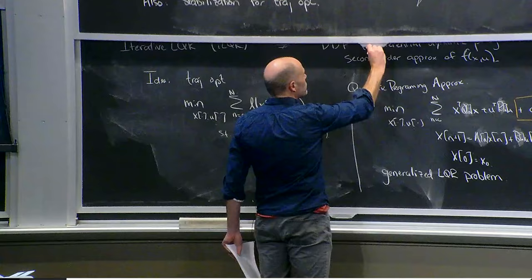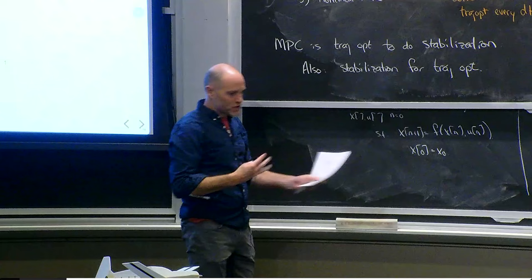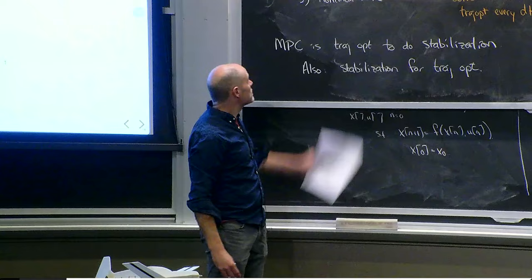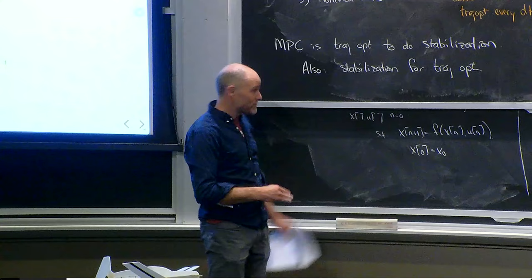I guess the point I'm trying to make is that these trajectory optimization and stabilization are very intertwined. LQR is the unconstrained case for linear systems. If you apply that repeatedly, you can use that as trajectory optimization. You could use that as an MPC, right? But it comes into the land of trajectory optimization.